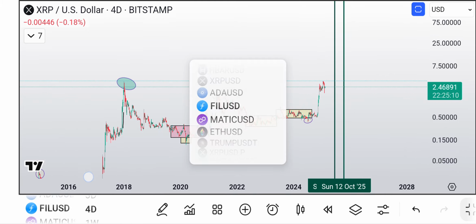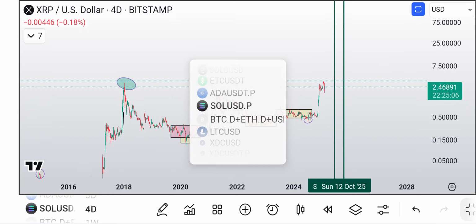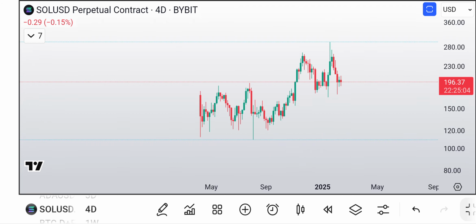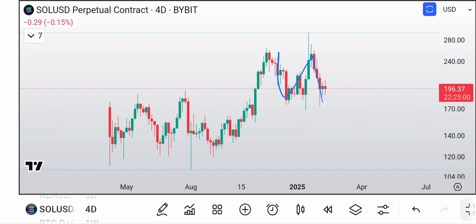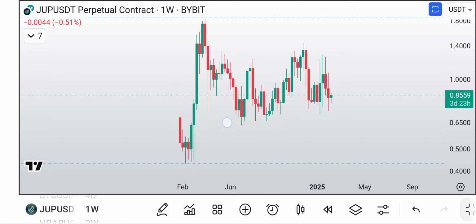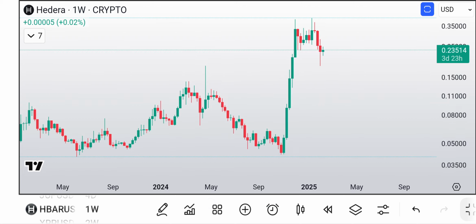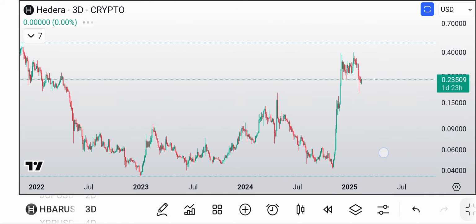So anyway, all right, let's look at theta. And Solana looks okay here. Three-wave pullback. Jupiter staying nice and steady. H-bar, what a nice three-wave pullback. That's the same kind of thing. Look at that three-wave pullback. Looks really good. Zoom out.